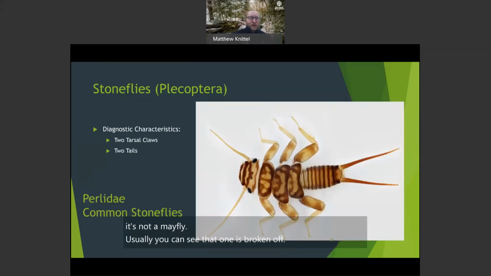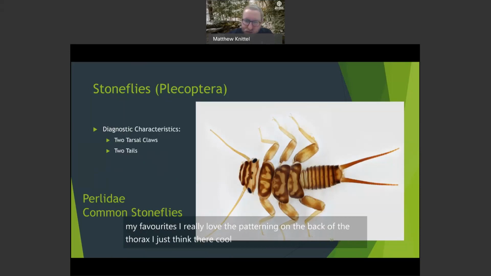But here's an example of a stonefly. So the perlids, these are our common stoneflies. Although they are called common stoneflies, they do still really prefer nice, cool, clear, well oxygenated streams. So they need to be in more of our kind of excellent quality streams, typically. They're one of my favorites. I really love the patterning on the back of the thorax. I just think they're cool little critters.